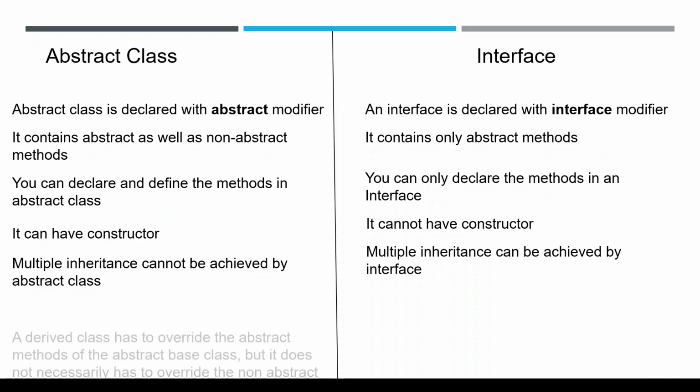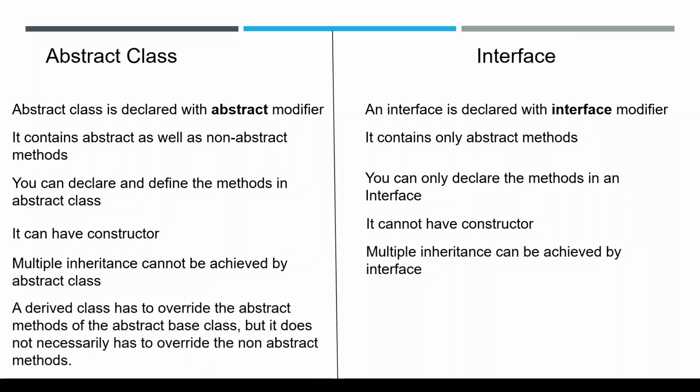The last important difference between the abstract class and the interface is that the derived class which has implemented the abstract class has to override the abstract methods of the abstract base class, but it does not necessarily have to override the non-abstract methods. And in case of an interface, a class which is implementing that particular interface has to provide implementation for all of the methods of that interface, as all of the methods in the interface are abstract.